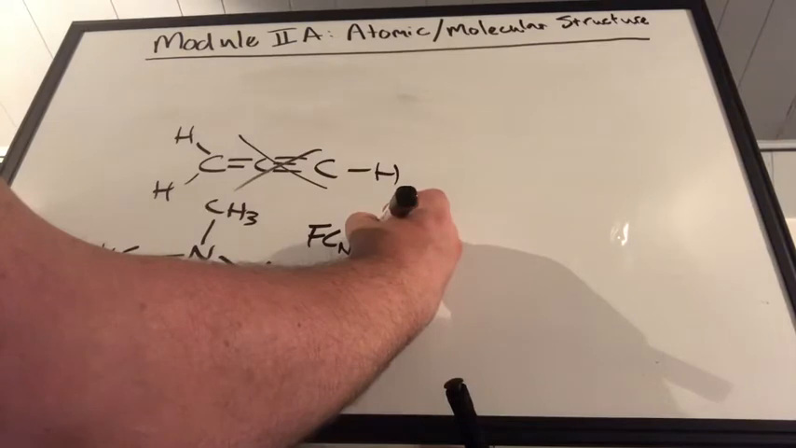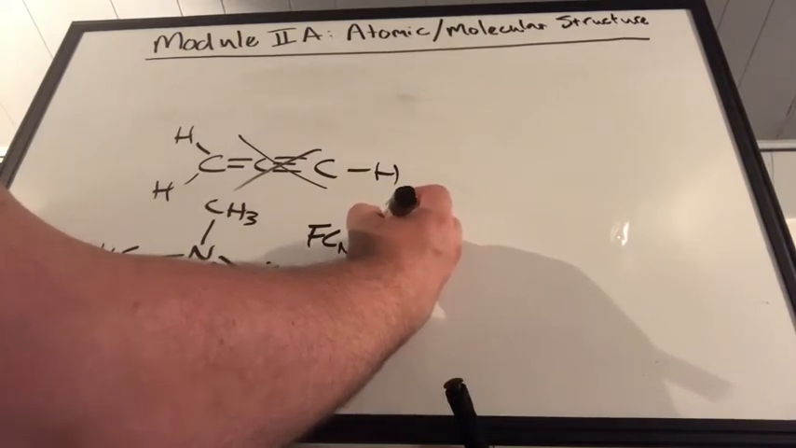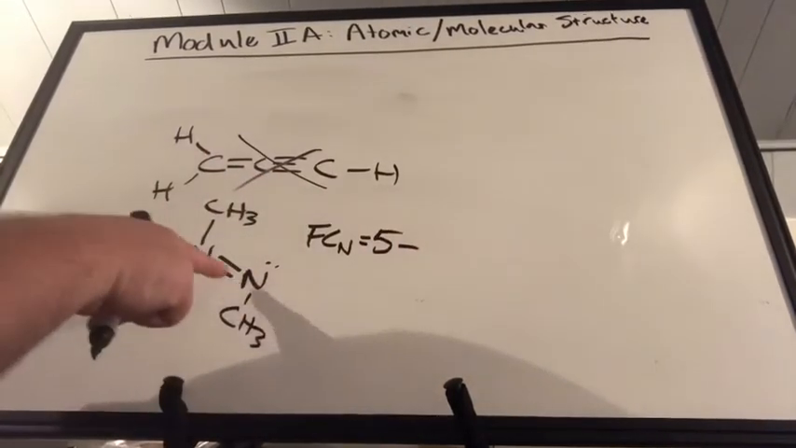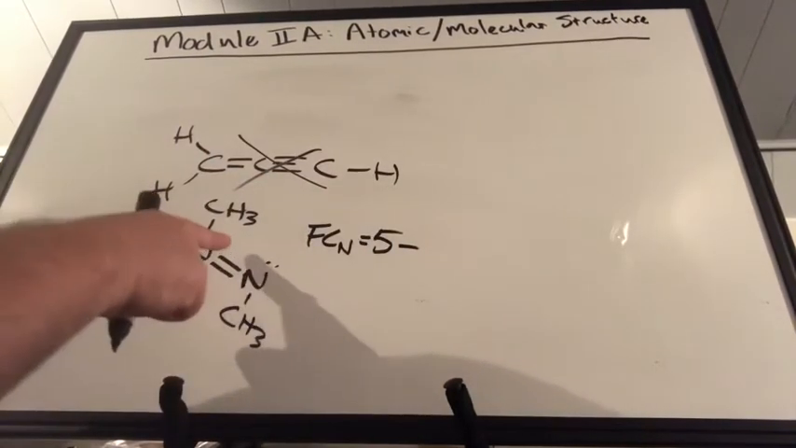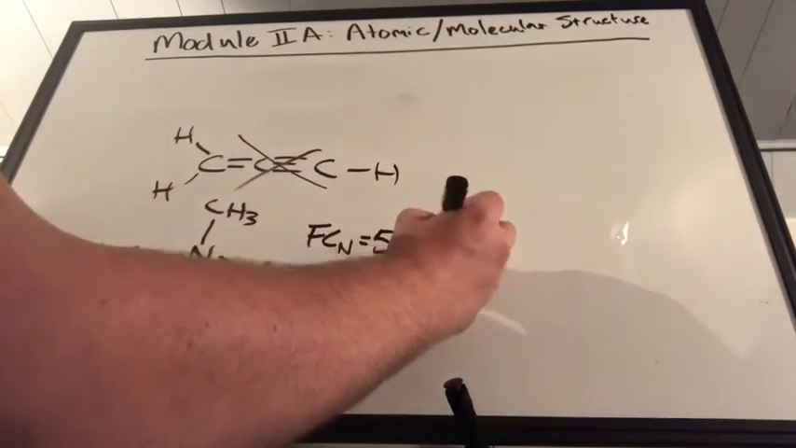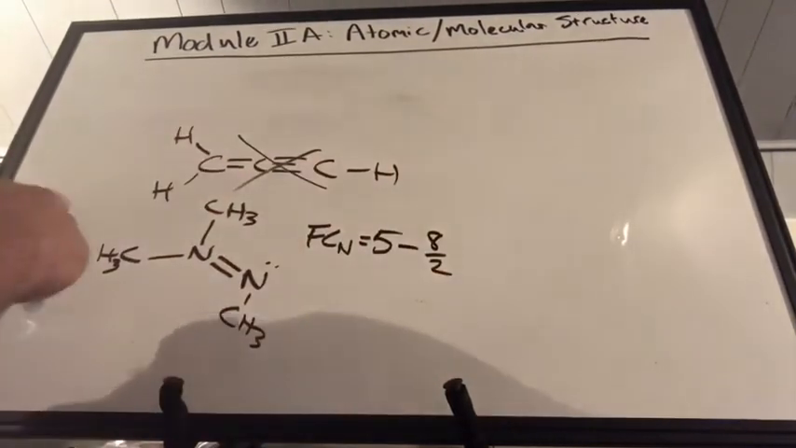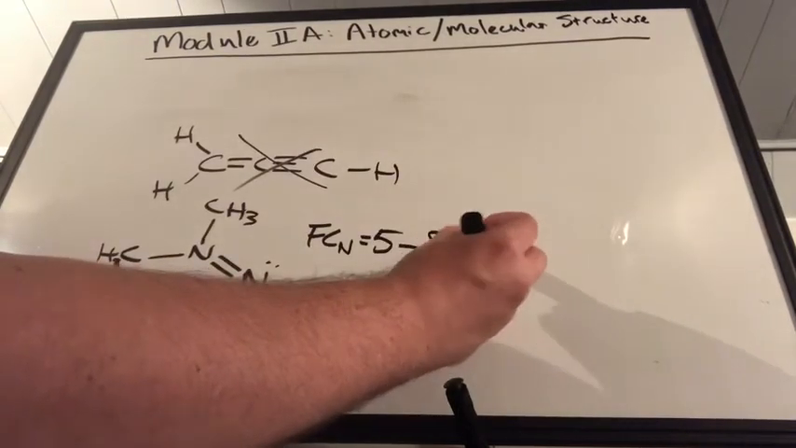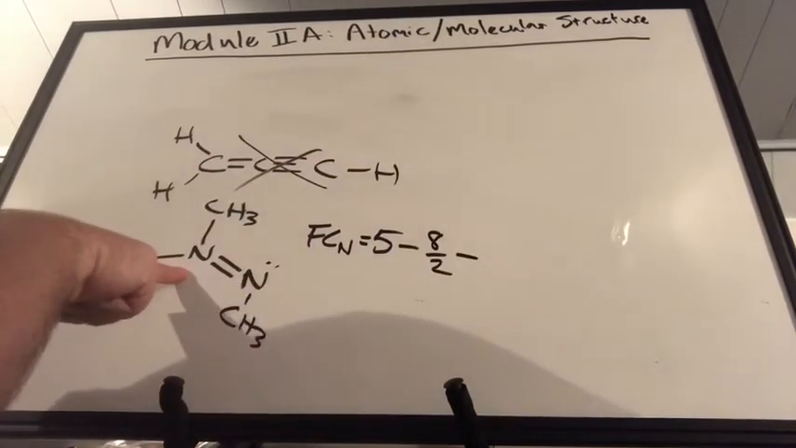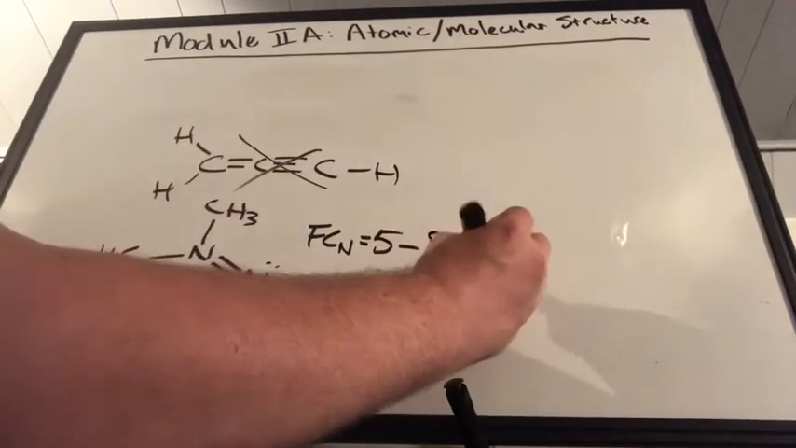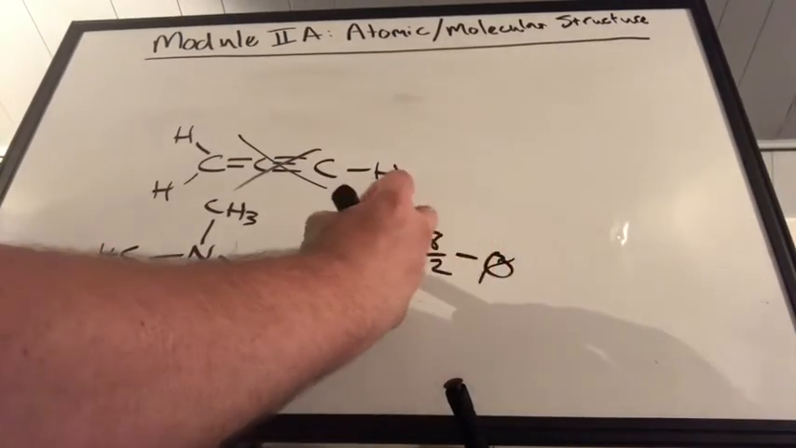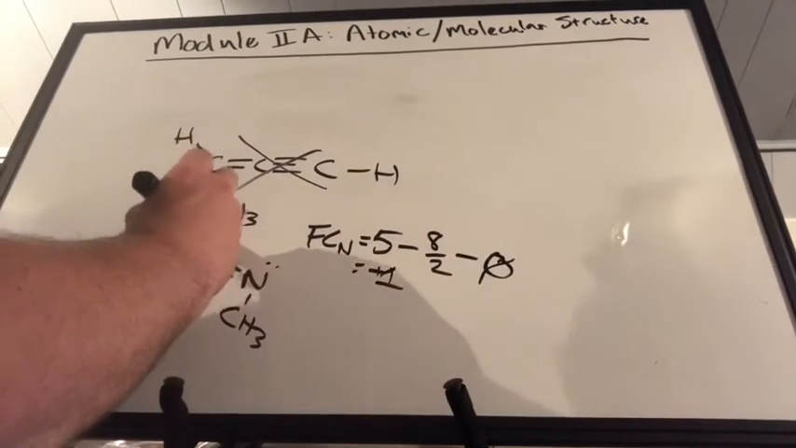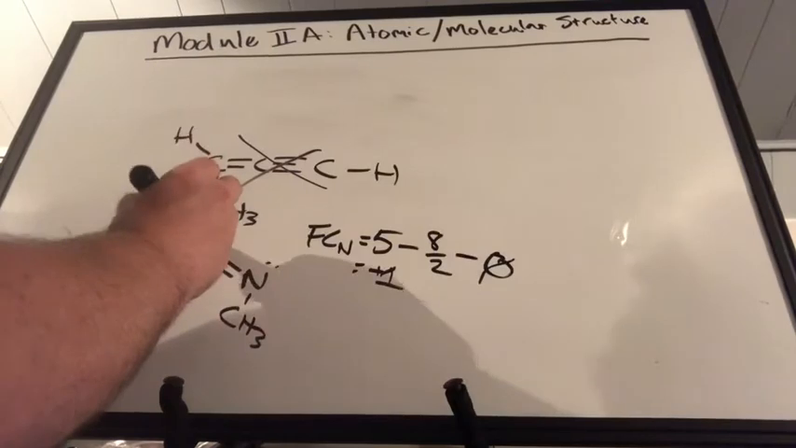formal charge, valence electrons in the ground state is going to be 5. Okay. Minus how many bonded electrons are around it? 1, 2, 3, 4, 5, 6, 7, 8. So 8 divided by 2. Okay, and then we have how many lone pair electrons? Nada. So in other words, that charge is going to be +1. So in other words, we need to put a formal charge right there.